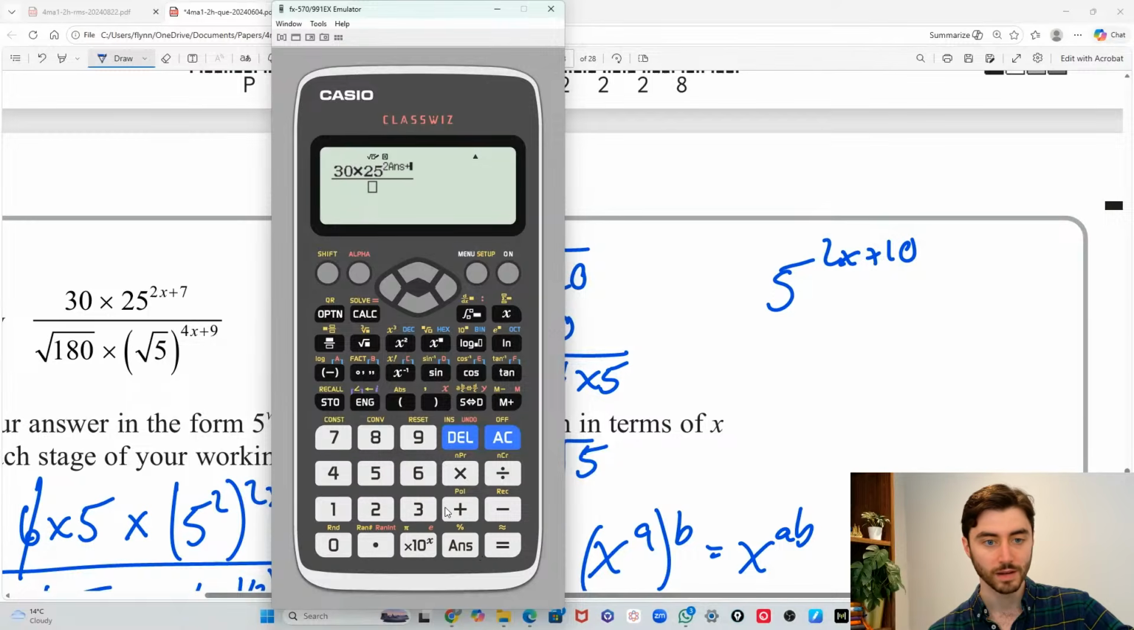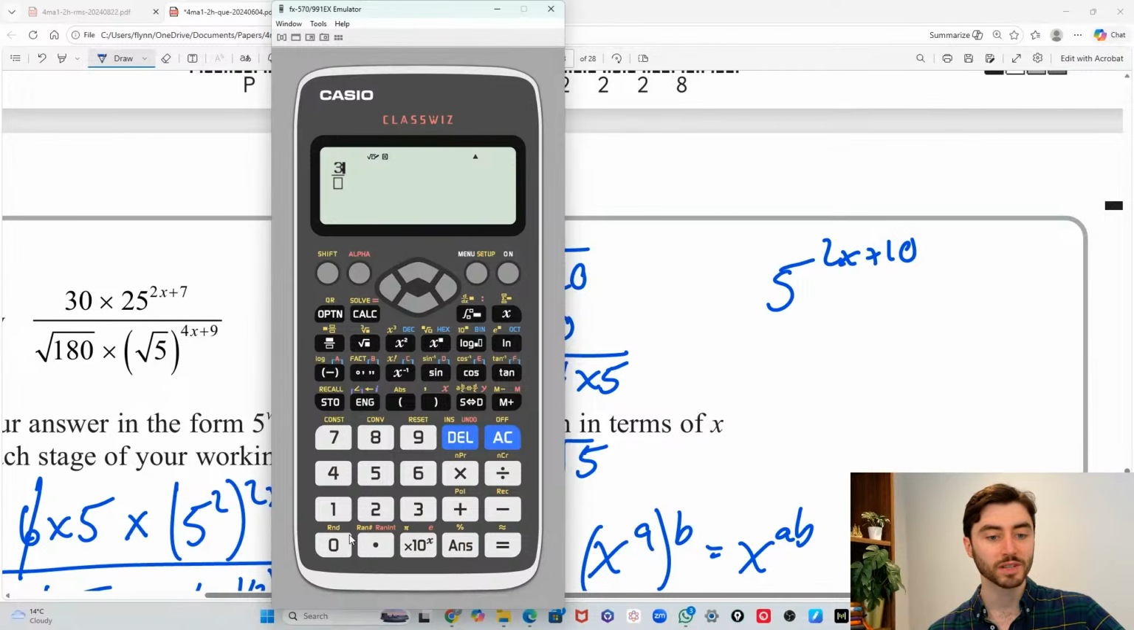So 2 answer plus 7. Root 180 times root 5 to the 4 answer plus 9. And if you subtract off from that 5 to the 2 answer plus 10, clean 0? No. Why not? Did I get this wrong? Yeah, no, it's because I put the square root over everything down there. All right, take 3.